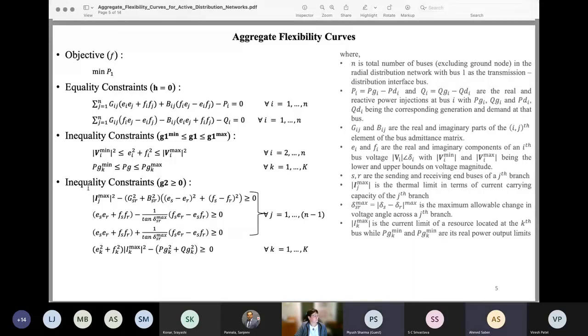So the first equation in the inequality constraints, G2 greater than or equal to 0, limits the current which is flowing through each and every branch. So the IJ max is essentially the ampacity of every branch.